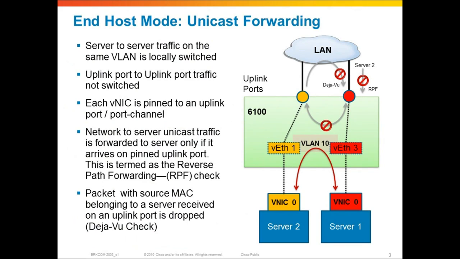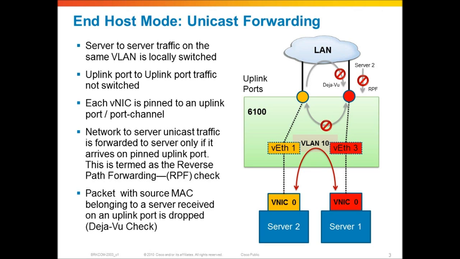All right, let's take a look at some of the unicast forwarding behavior of end host mode. So as I said in the previous slide, in end host mode, we have local switching between servers on the same VLAN. So server 1 and server 2 here are on VLAN 10, and if they're going to have a unicast conversation on VLAN 10, that will be locally switched on the 6100 at the Fabric Interconnect.